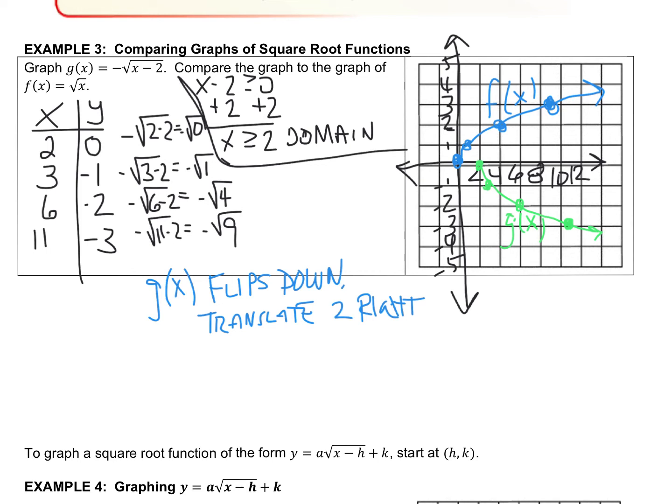So when we compare this to the graph of the f of x function, our parent function, you can see number one, there's been a reflection over the x-axis, so it's flipping downward. That's due to this negative number out in front of the radical sign. And we've translated this initial point here 2 units to the right. And that's where you would get that from there.